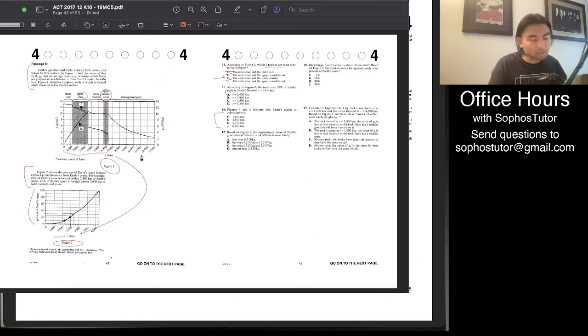So my guess would be a number between there. And it looks like the most likely answer there would be J. So I just immediately circle that. You don't really need to look at figure 2.